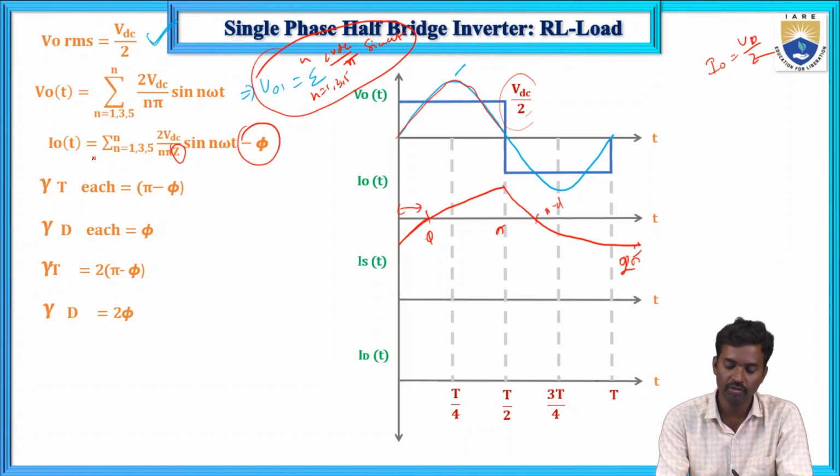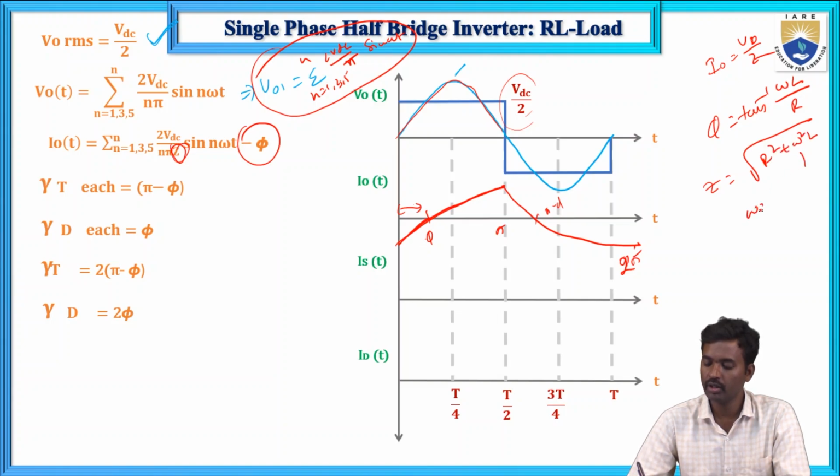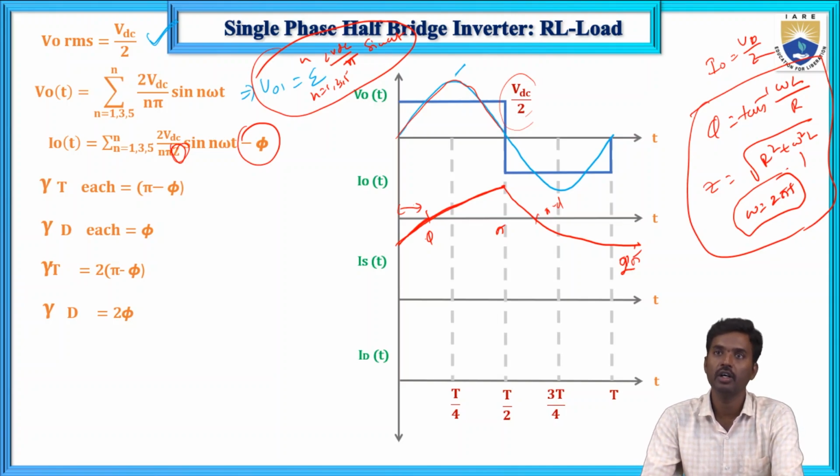So now here I naught of t equals sigma n equals 1, 3, 5 of 2 VDC by n pi Z sine of n omega t minus phi. Here phi equals, what is the phi value? Tan inverse omega L by R. And Z equals square root of R square plus omega square L square. Here omega equals 2 pi f. So this is the formula. Already we know very well about this. Already we have studied in the single phase circuits.